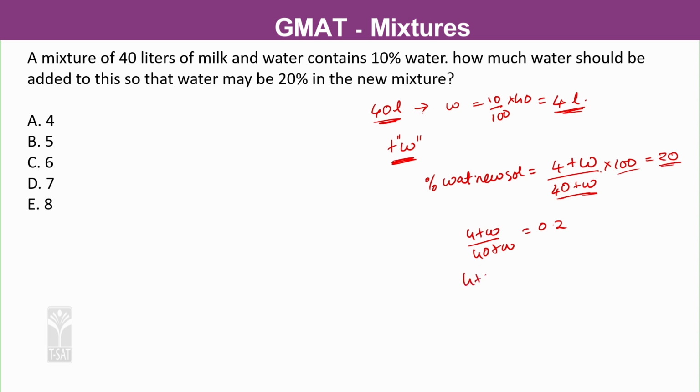So, you have 4 plus W equals 40 into 0.2, which is 8, plus 0.2W. Therefore, taking 0.2W we have 0.8W, and taking 4 on this side you will have 4. So, W equals 40 by 8, which equals 5. The volume of water that you are adding will be 5 liters. Answer is option B. Let us move to the next question now.